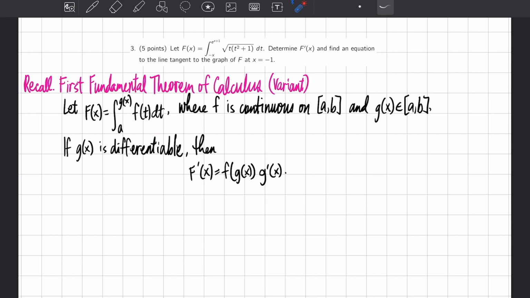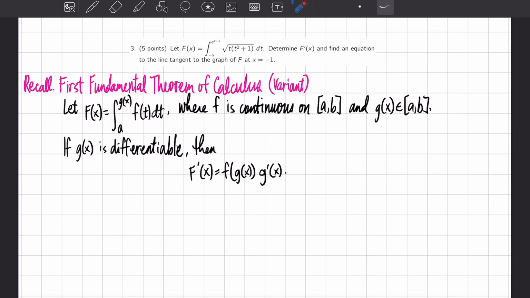Let capital F of x be this one right here, where you have the function f, and for the bounds, you have a number a at the bottom and a function g of x at the top. Take note that the f here should be continuous on the closed interval ab, and g of x is within this interval. If g of x is differentiable, then we can talk about the derivative of this function right here, which is f of g of x multiplied by the derivative of the upper bound.